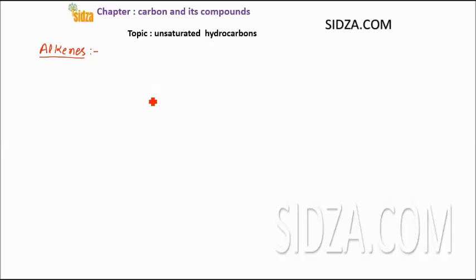Hello students, in this video we will discuss unsaturated hydrocarbons. We know that unsaturated hydrocarbons contain carbon-carbon double or triple bonds. Hydrocarbons which contain a carbon-carbon double bond are called alkenes, and the hydrocarbons where we find a carbon-carbon triple bond are alkynes. First, let's discuss the alkenes.